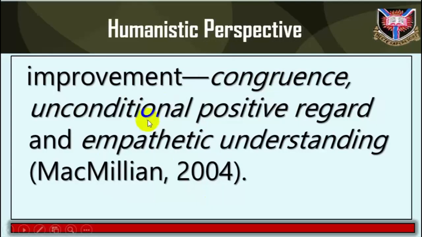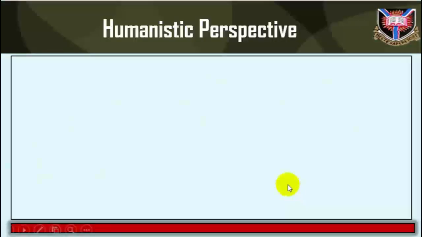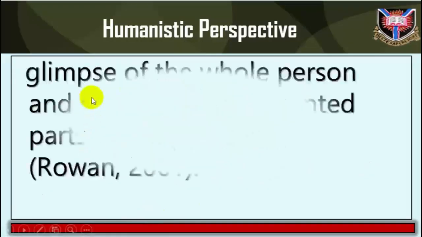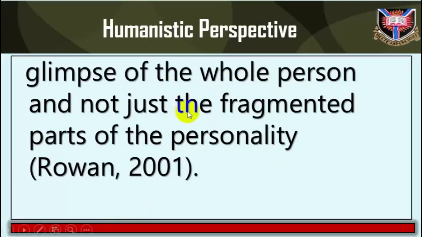congruence, unconditional positive regard, and empathetic understanding (Macmillan, 2004). By using phenomenology, intersubjectivity, and first-person categories, the humanistic approach seeks to get a glimpse of the whole person and not just fragmented parts of the personality (Rowan, 2001).